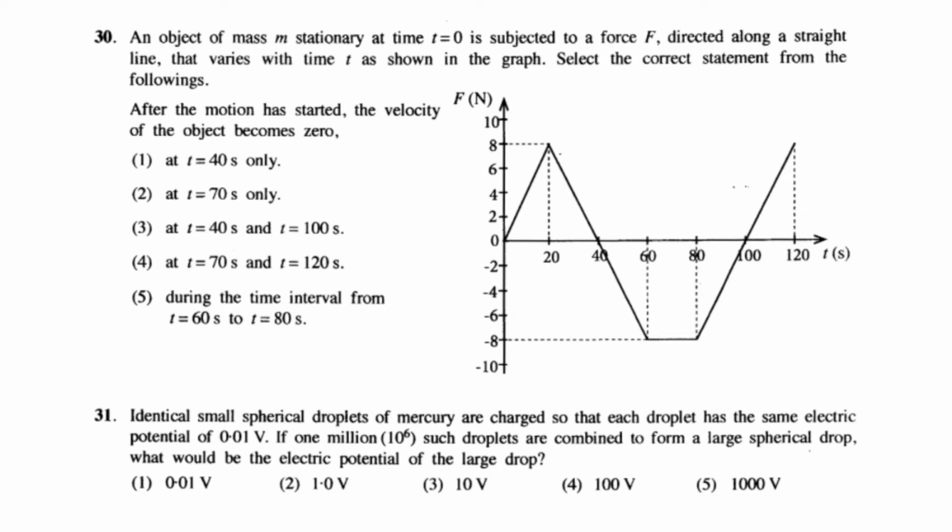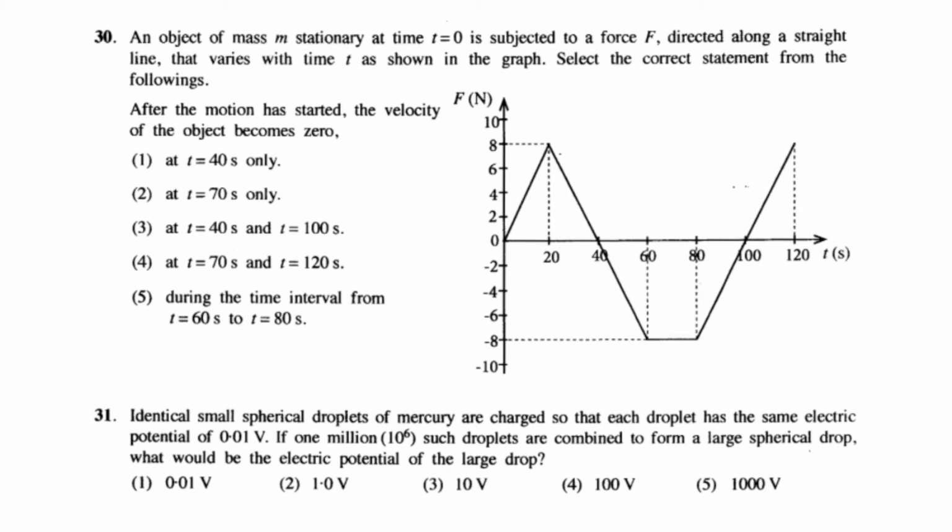For that, let's consider the volumes of the spheres. For the small sphere, the volume is 4 by 3 pi r cubed. For the large sphere, it is 4 by 3 pi r dash cubed. Now the large sphere is made up of millions of small droplets.